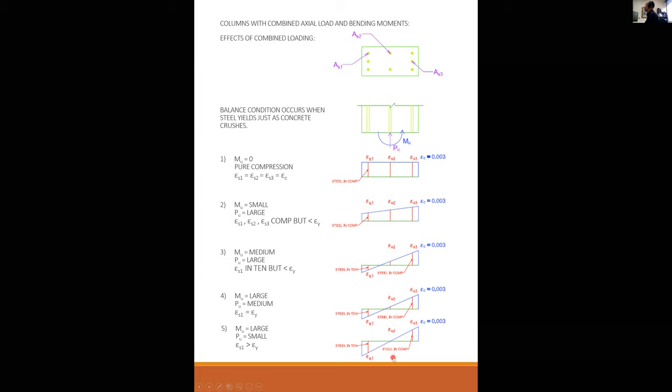So the behavior, which this could be all the same physical column, it just depends on the nature of the loading. So the behavior based on loading alone could be pure compression to pure bending or all these intermediate stages in between.